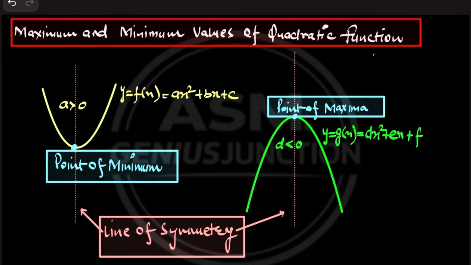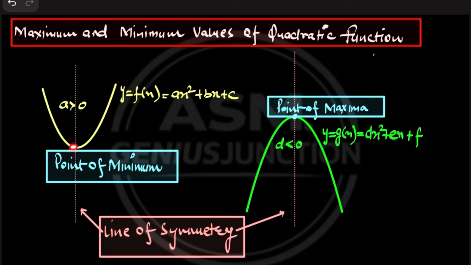This is the maximum and minimum values of a quadratic function, right? A quadratic function always represents a parabolic curve, right? So here you can see that there is a curve which is parabolic in its shape. This curve will open upwards if the coefficient of x square is greater than 0. If the coefficient of x square is less than 0, then the curve is going to open downwards, right?